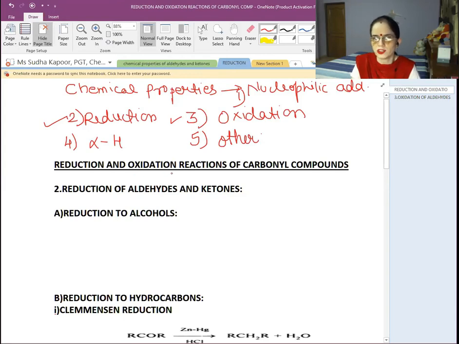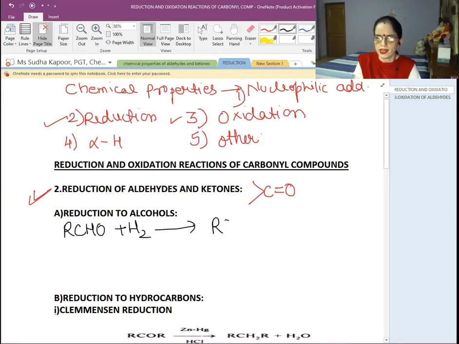So the reduction and oxidation reactions, which are the main part of this lecture. First is the reduction of aldehydes and ketones, reduction of carbonyl compounds. In the lesson on alcohols, phenols and ethers, lesson 2, we saw that if aldehydes, RCHO, are reduced, they form 1 degree alcohol, that is RCH2OH. But if ketones are reduced, they result in formation of 2 degree alcohol.